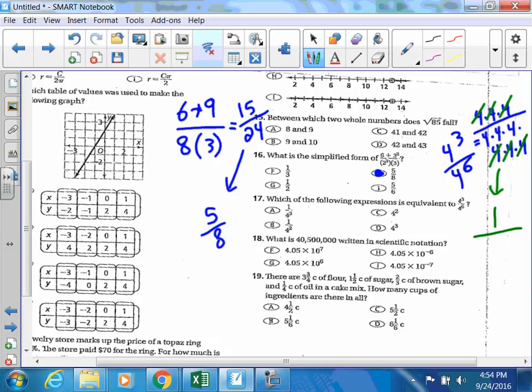If everything cancels, you have to have a place value, so you have to have 1 on top. And on bottom we have 4 times 4 times 4, which would be 4 to the third power. And that answer is A.